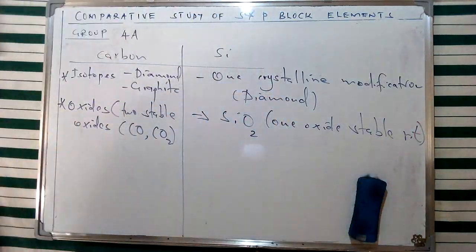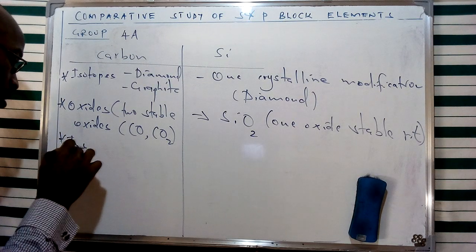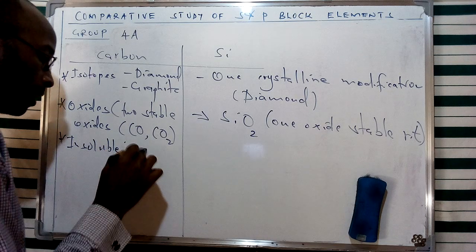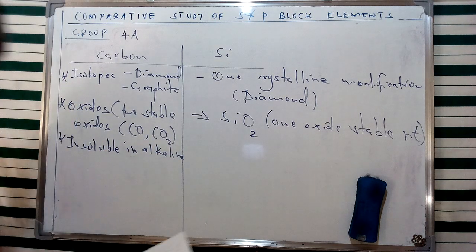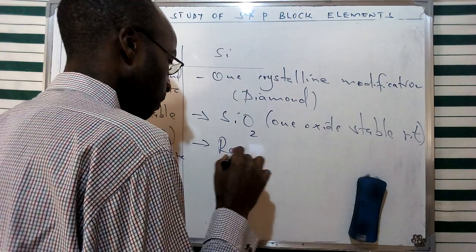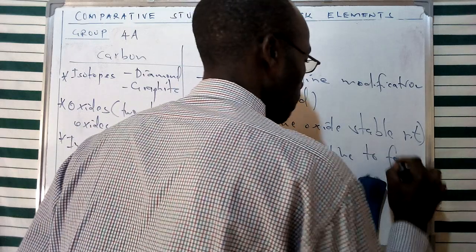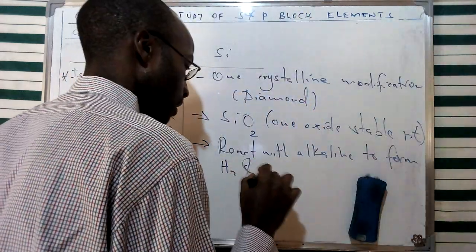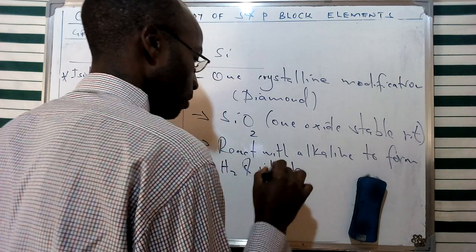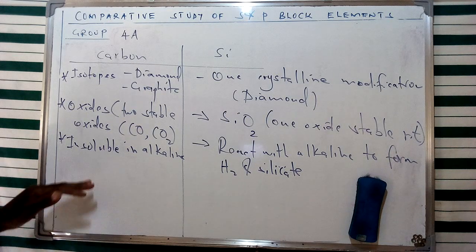I'm going to give you this in a statement or summary form because of our space, and that is going to assist us to contrast the two. This one is insoluble in alkaline media, and the second one reacts with alkaline media to form hydrogen gas and a silicate. This is going to contrast the two members, silicon and carbon, in terms of reaction with alkaline media, and that forms the difference between the two.